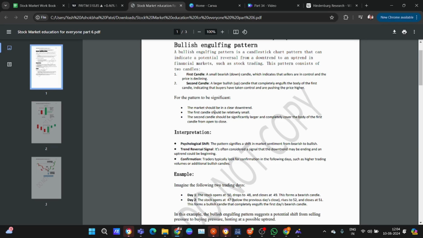For the pattern to be significant, the market should be in a clear downtrend. The first candle should be relatively small. The second candle should be significantly larger and should cover the body of the first candle from open to close.